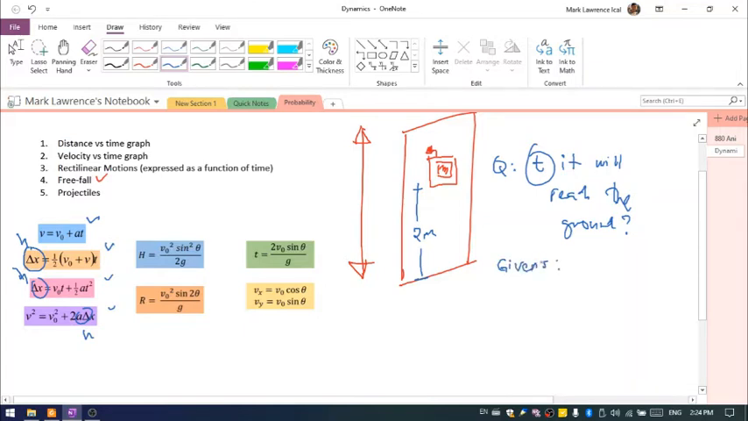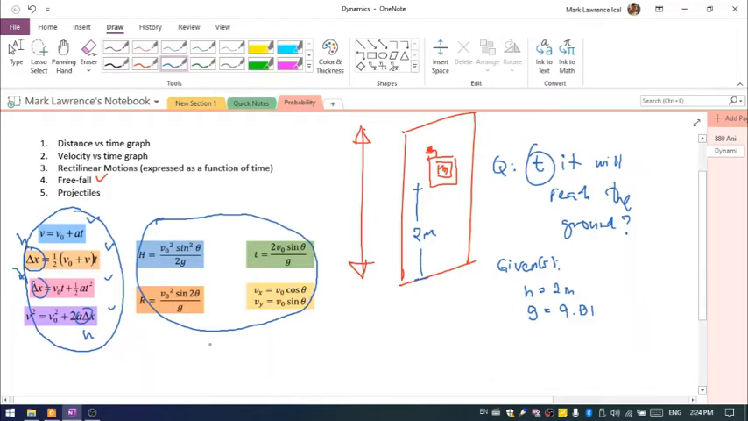So, givens. We have height, which is 2 meters, and g, which is equivalent to 9.81. Now, question: do we really have to consider the weight of the mirror? Do we? This is a very intriguing question, because if we look at all of our equations in kinematics or free-falling bodies, we don't see mass.